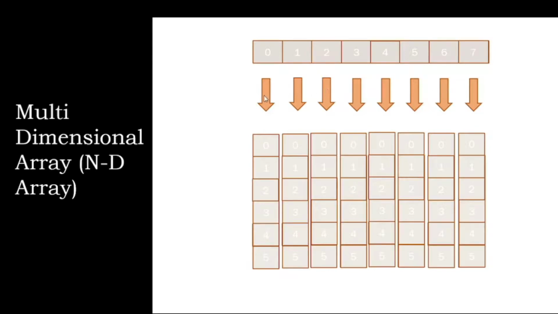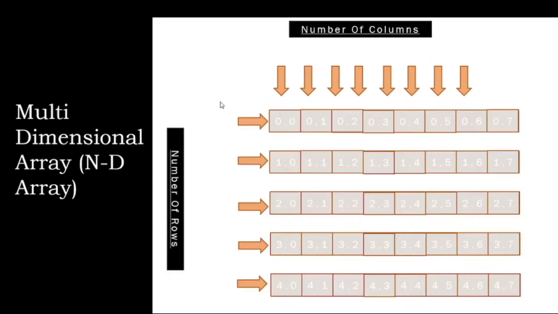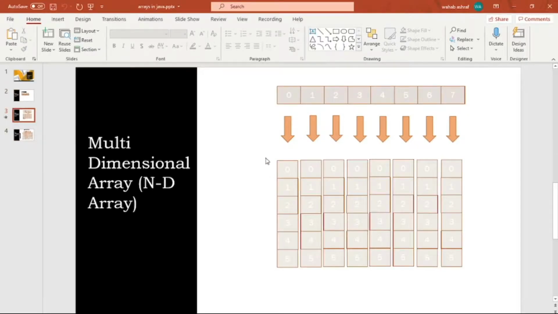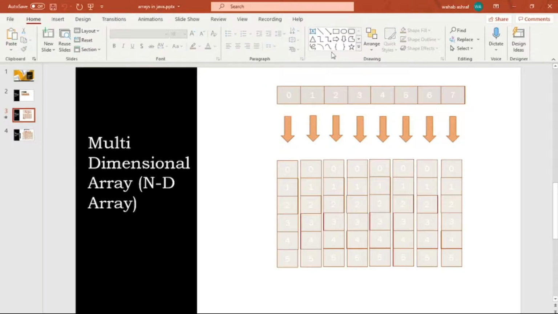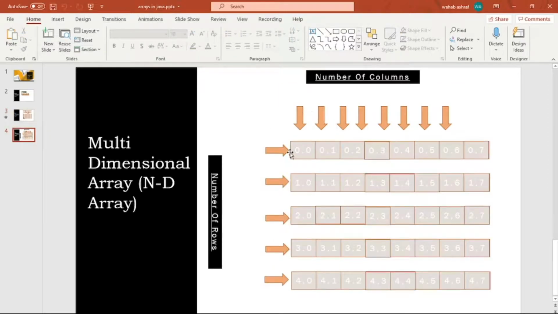To understand in simple words, every element within a multi-dimensional array is another array, and these are the indexes of the multi-dimensional array. So here you have got an idea about what a multi-dimensional array means. This is a two-dimensional array here, which means there would be rows and columns of the elements of the array.